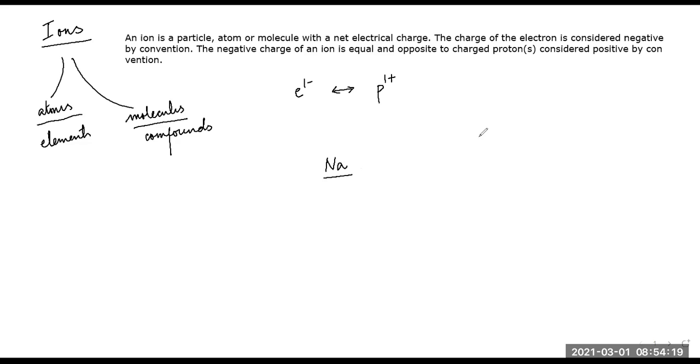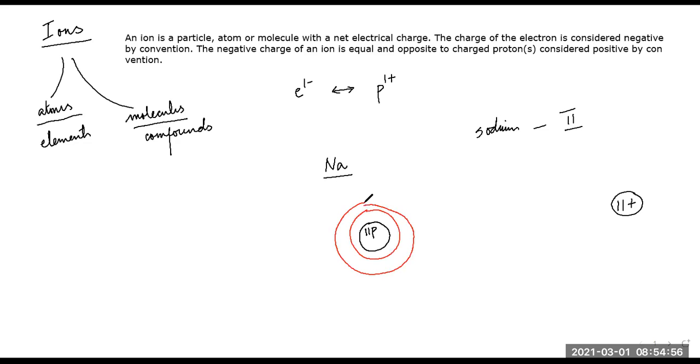Its symbol is Na. Now, students, you see the atomic number of sodium is 11. So what does that mean? In the nucleus of sodium, there are 11 protons, right? And the net charge of 11 protons is equal to 11 positive. To counter this, there are three shells around the sodium nucleus where 11 electrons are dispersed.